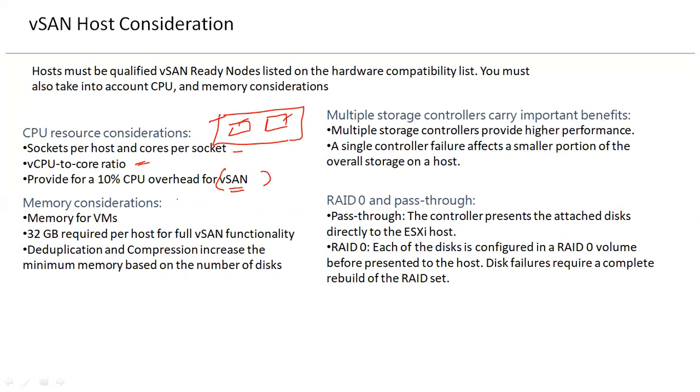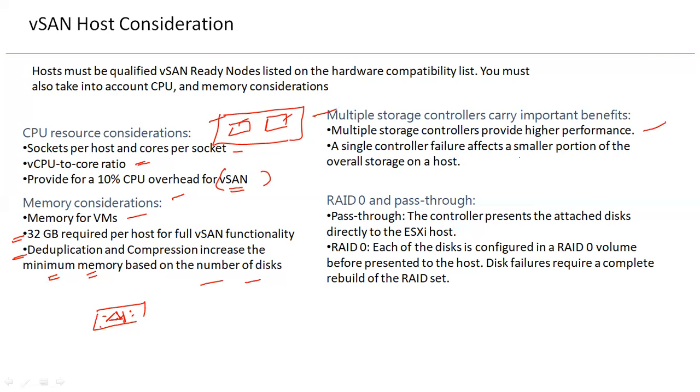From a memory consideration perspective, definitely we should keep separate memory for the VMs, whereas 32 GB of memory is recommended for the full function of vSAN. However, the more storage you have, the more memory you need. Dedupe and compression will increase the extra memory load, based on the number of disks we are using while enabling the dedupe and compression feature. On the other side, dedupe and compression could save a lot of storage space. Multiple storage controllers provide higher performance.